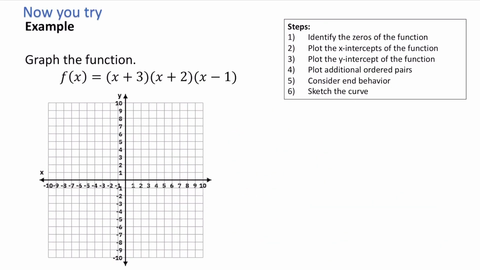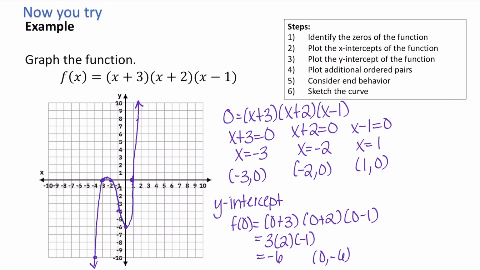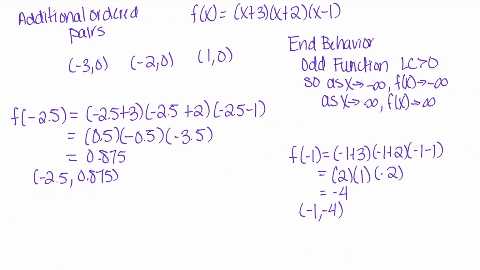So now you can go ahead and pause the video and try this example on your own. So remember, you always start off finding the zeros of the function by setting it equal to 0 and solving for the values of x. So this will give you 3 x-intercepts, which we've plotted on the graph: (-3, 0), (-2, 0), and (1, 0). The y-intercept can be found by plugging in f of 0, so that gives us -6, so we have a y-intercept at (0, -6).